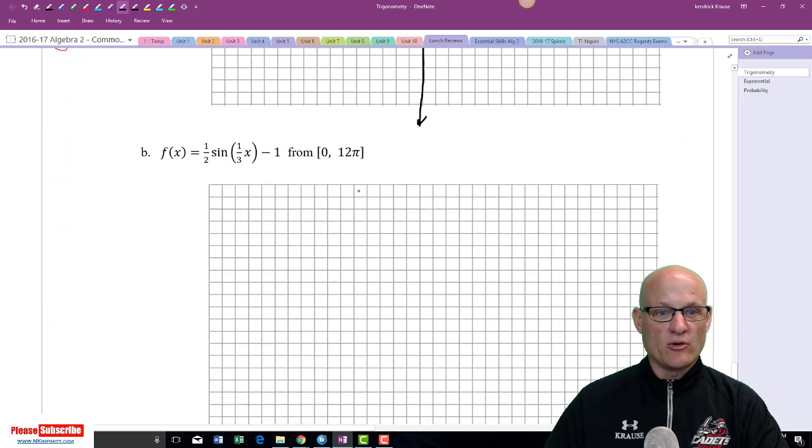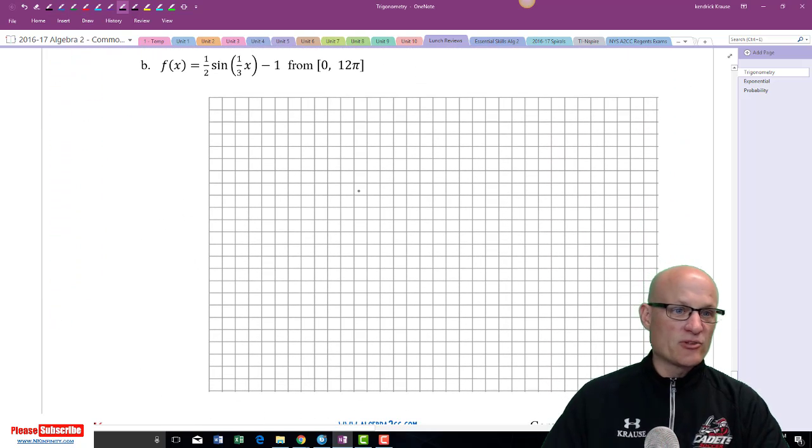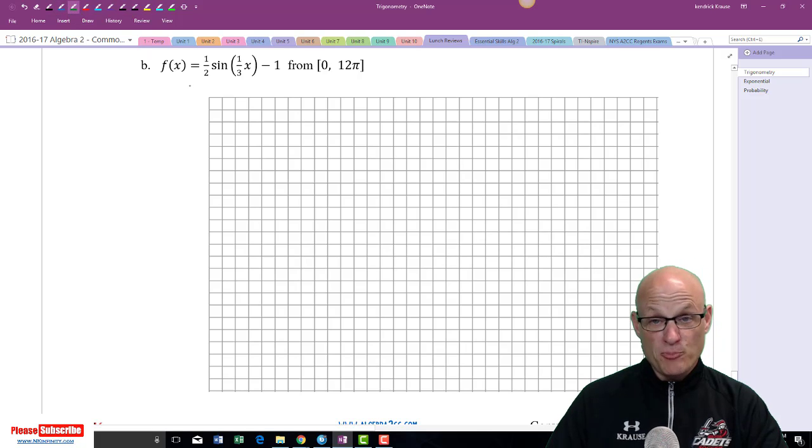All right, one more to go. This is another sine curve. All right, this one's going to be a little crazier too. You should pause it, try it on your own, then come back and hang out with me. Oh, thanks for coming back. Now, this is a really weird one.